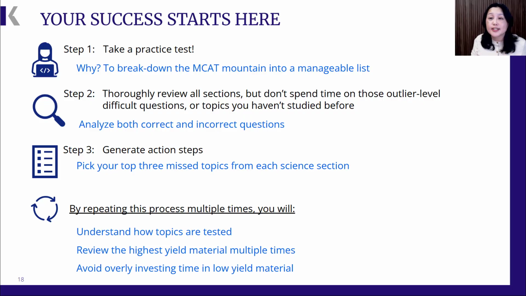By repeating this process multiple times, you will understand not just what the content is, but how it's actually applicable for the MCAT. You'll review the highest yield material repeatedly, and you will avoid spending a lot of time on low yield, niche, really small details instead.